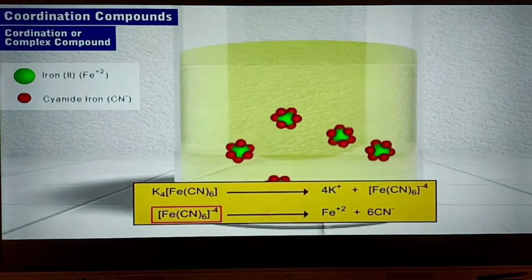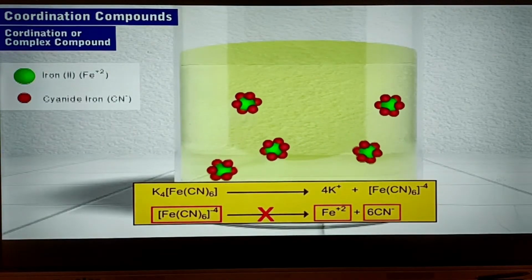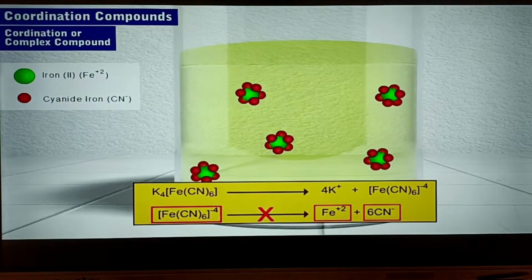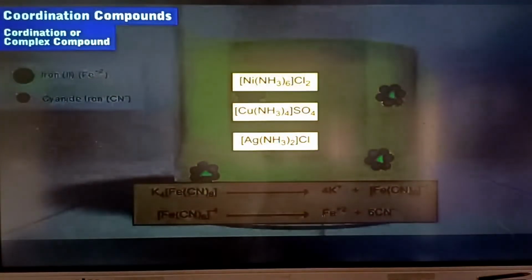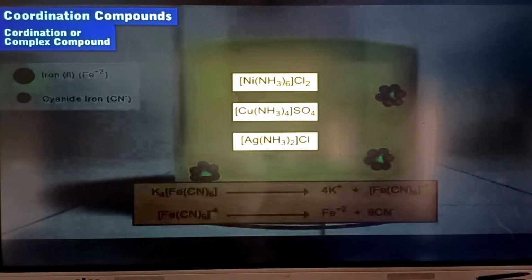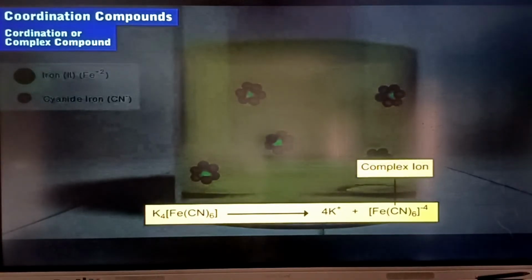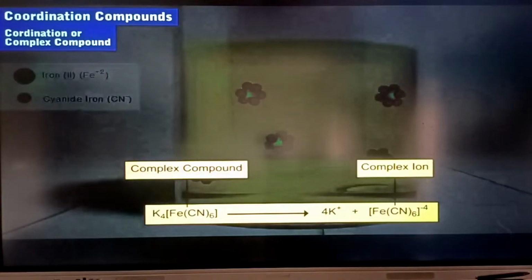[Fe(CN)6]4- does not dissociate into Fe+2 and CN- ions. Other familiar examples for nickel, copper, and silver are shown here. Actually, these ions are present in the form of a new ion called a complex ion. Compounds that have complex ions are called complex compounds.